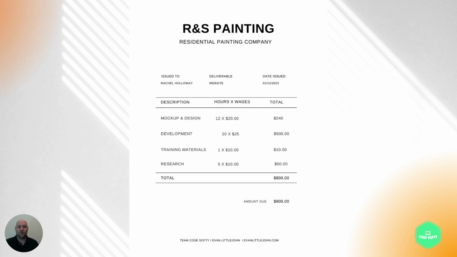And then development, I figured that I'm going to go ahead and charge $25 an hour, again, going a little bit under what is in the area. And then it'll probably be about 20 hours or so, which roughly ends up being about $500 for the development phase.